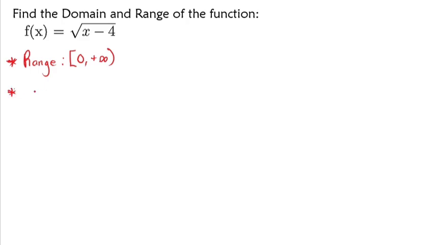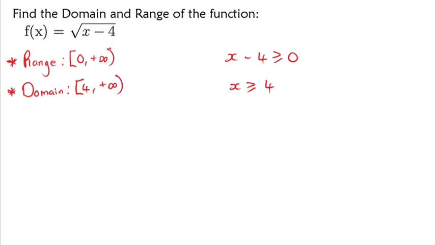Then for the domain, this is all the values that are valid for x such that this is possible. Now remember, for the range we said everything 0 and above, so we can say x minus 4 should be greater or equal to 0. This is the condition for the domain. So this means that x is greater or equal to positive 4. So our domain is simply everything above 4, and 4 included. So simply say [4, positive infinity).